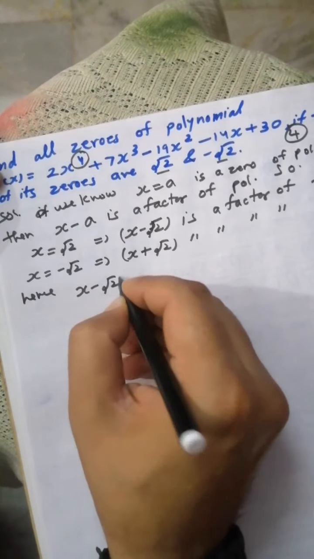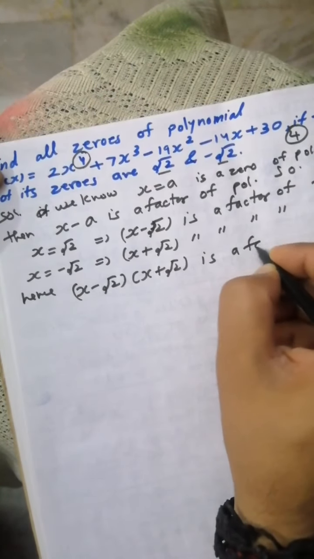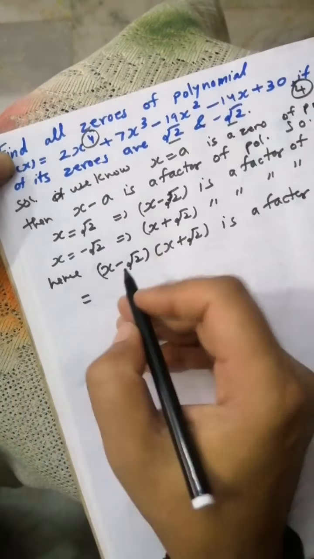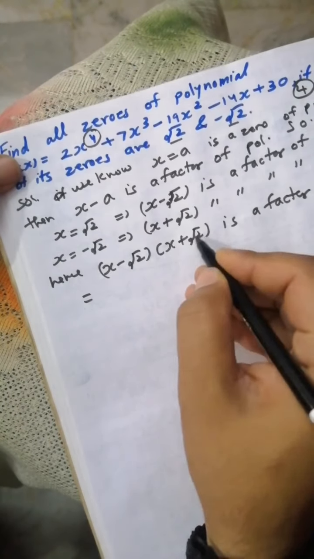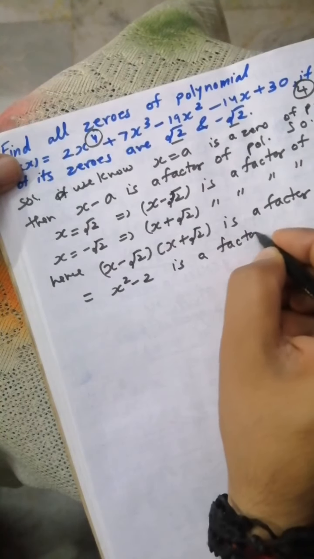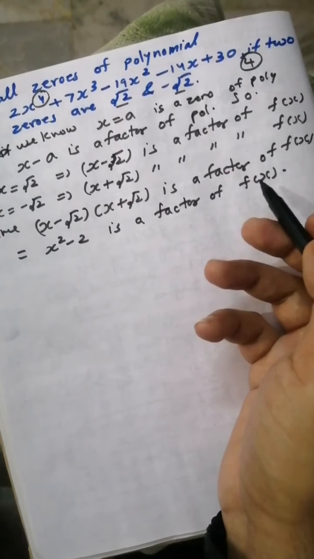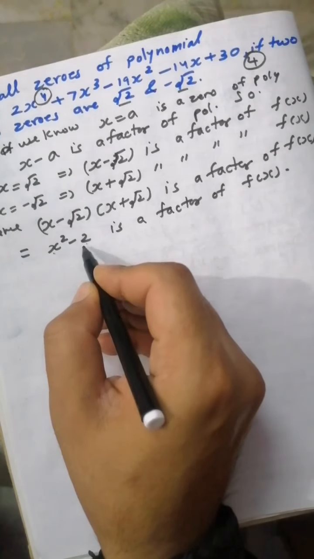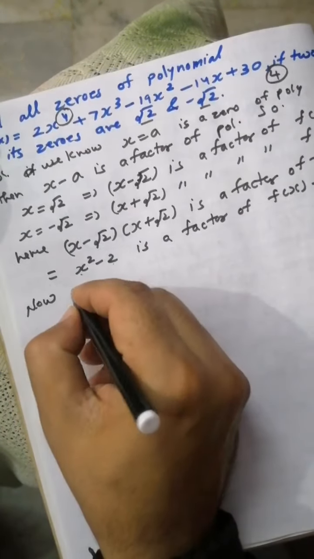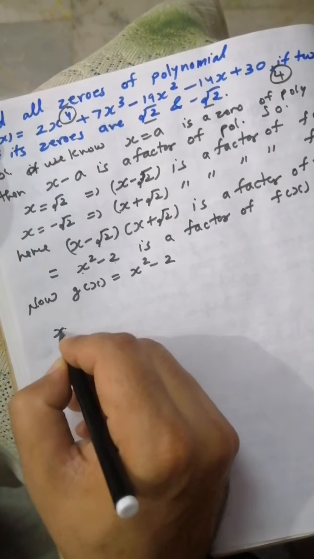So from here I can write, hence, x minus root 2 into x plus root 2 is a factor of fx. So here you can see x minus root 2, x plus root 2, a minus b, a plus b. So it will be x square minus 2 is a factor of fx. So here we got that x square minus 2 is a factor of fx. Now by using this only, we will find other factors. So here now I will write gx equals x square minus 2. So here I am going to divide by x square minus 2.